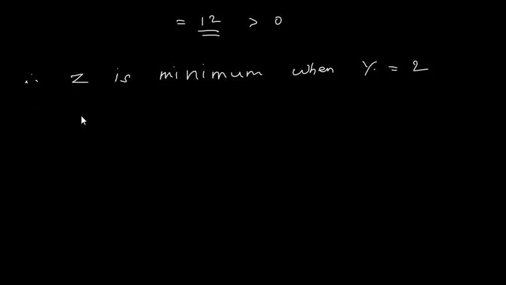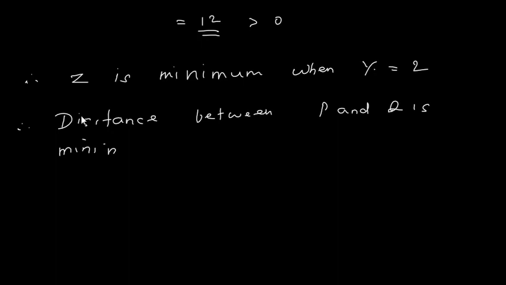Now what is z? z is square of distance between 2 points. So when square of distance is minimum, the distance will also be minimum. So therefore I will say that the distance between P and Q is minimum when y is equal to 2.